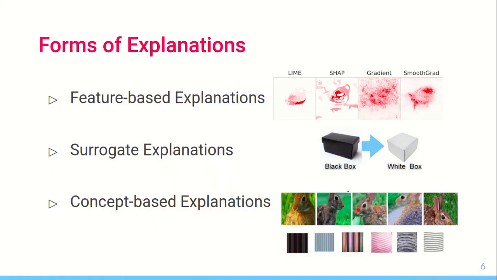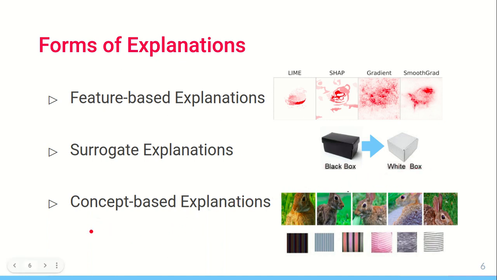We have several ways of explanations for neural networks. The most popular one is feature-based explanations that will assess the importance of the contribution of features in the prediction, such as the saliency maps that highlight the most important pixels. We also have surrogate explanations that make an approximate prediction of a black box network using an interpretable model such as linear regression or decision tree.